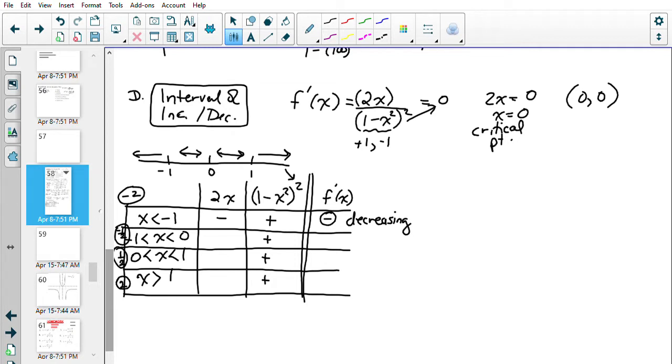If I plug in -0.5 into 2x, I get a negative number and a positive, so it's also decreasing between -1 and 0. Plugging a number like +0.5 in, the first column's positive, and the second, and when you multiply or divide those, you get a positive number, so that means it's increasing there. And plugging in a number like 2, it is also positive in both spots, so it's increasing.